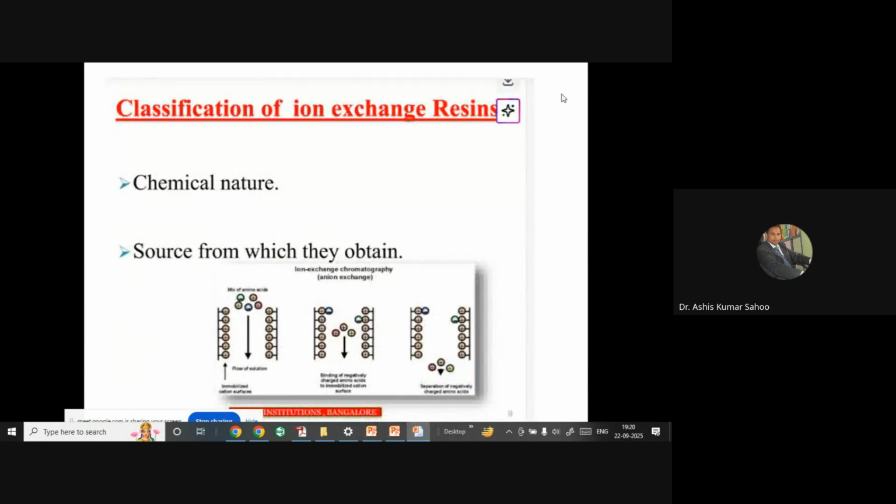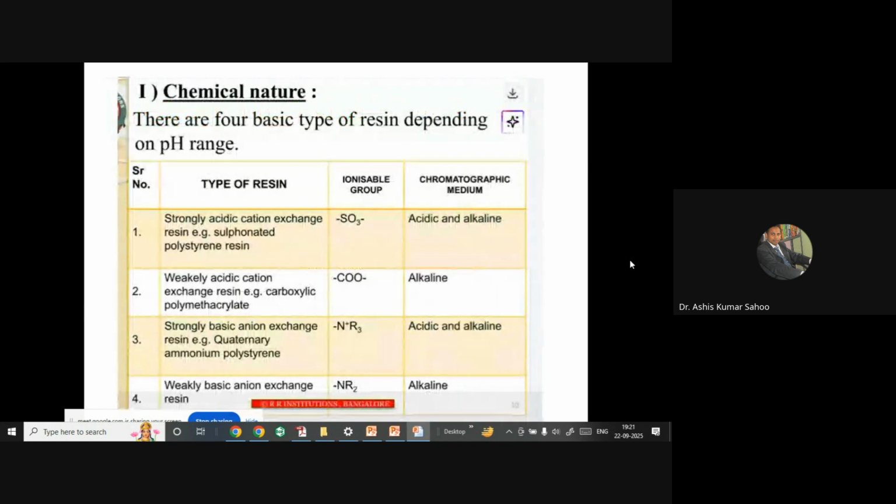Classification of ion exchangers: by chemical nature and by the source from which they are obtained. So these are the different classifications. Different resins are found depending upon the chemical type.